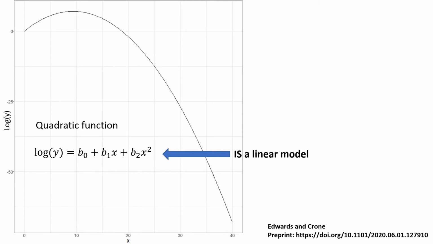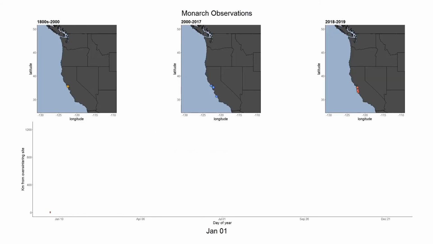So by log transforming our data, and then by fitting it with a quantile regression, we're able to characterize the yearly population expansion. Here we're going to be looking at the 0.9 quantile, which is the distance that separates the furthest 10% of the butterflies from the rest. This is a measure of population range expansion that's not sensitive to extreme outliers, but you should know that we find very similar patterns if we use other values for the quantile, like 0.8 or 0.7.